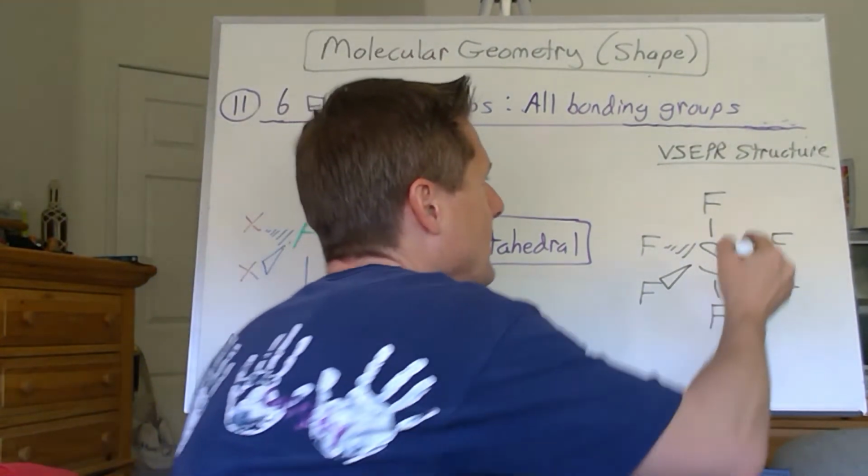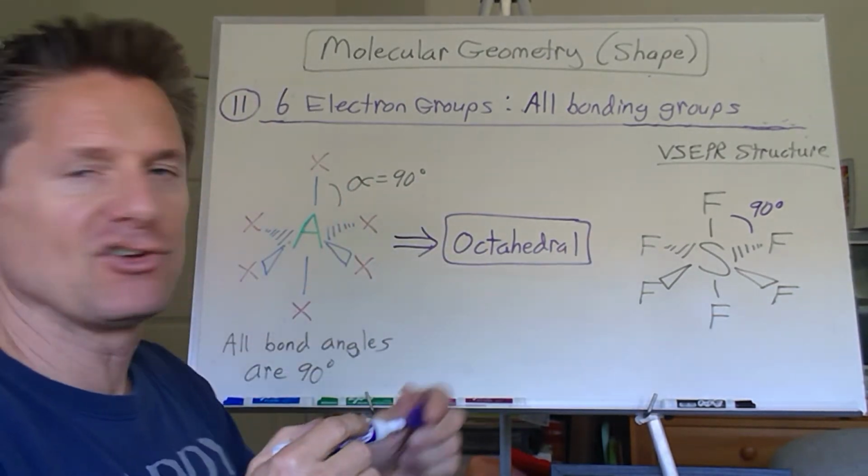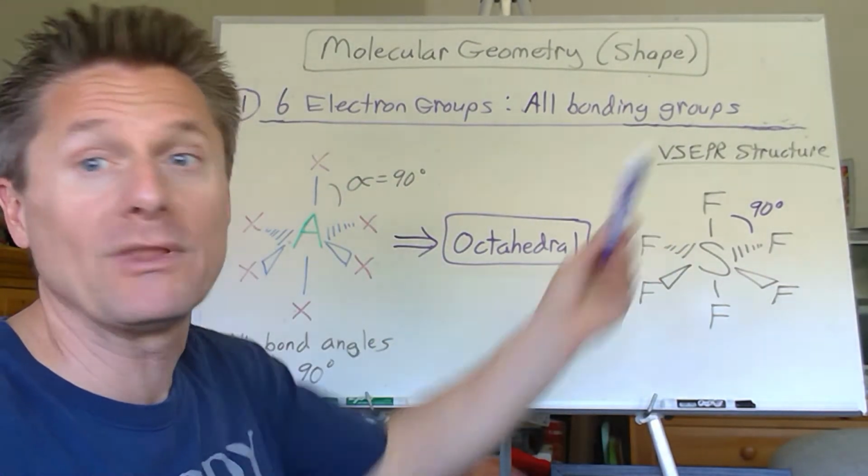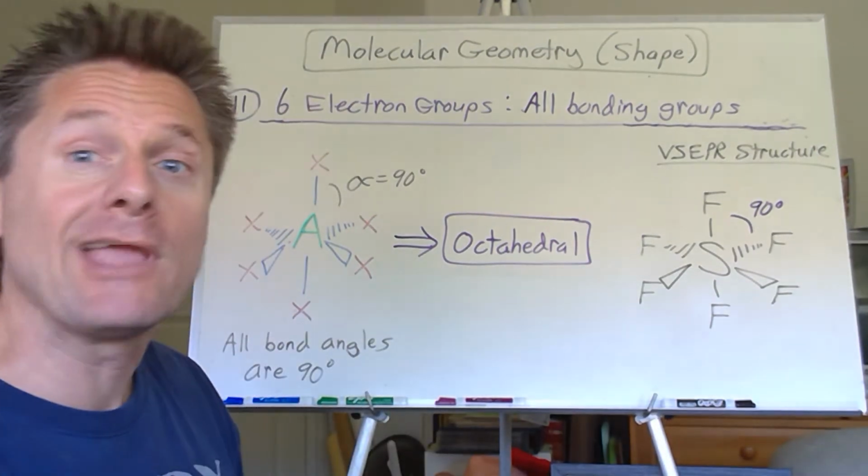So let's draw our 90-degree bond angles there. You don't have to write alpha equals. You can just write the number. And if they're all the same, you'll only have to do one. Or you can just write all bond angles 90 degrees. I don't care. As long as you notate it, I'm good.